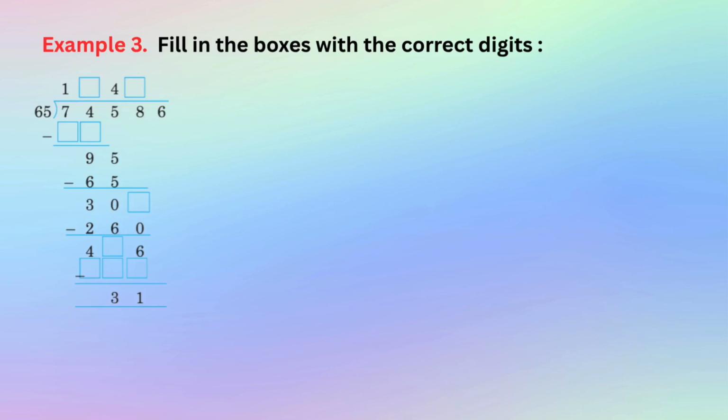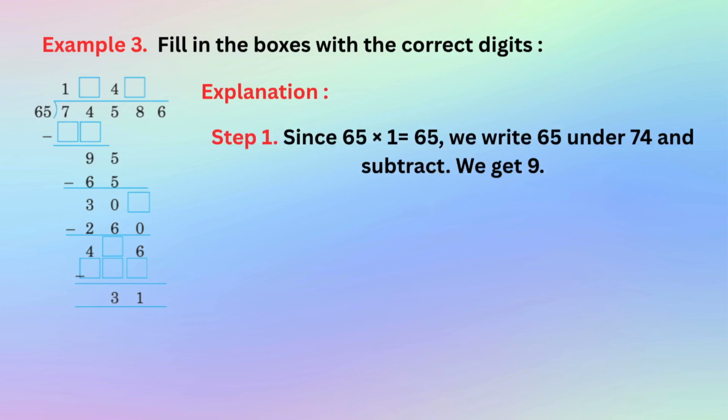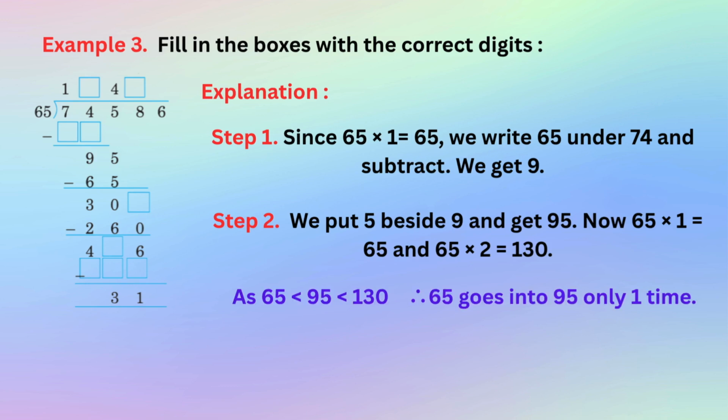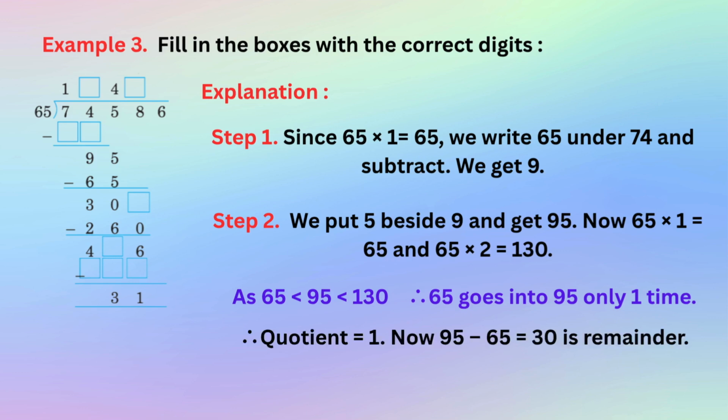Example 3. Fill in the boxes with the correct digits. Explanation. Step 1. Since 65 times 1 equals 65, we write 65 under 74 and subtract. We get 9. Step 2. We put 5 beside 9 and get 95. Now 65 times 1 equals 65 and 65 times 2 equals 130. As 65 is less than 95, which is less than 130, therefore 65 goes into 95 only one time. Quotient equals 1. Now 95 minus 65 equals 30 as remainder.